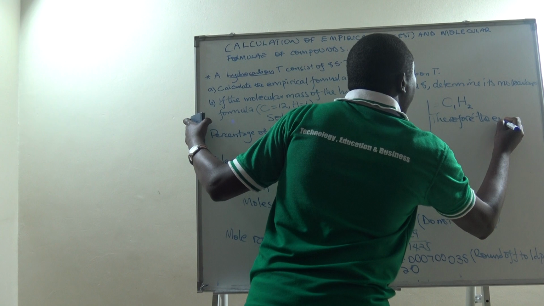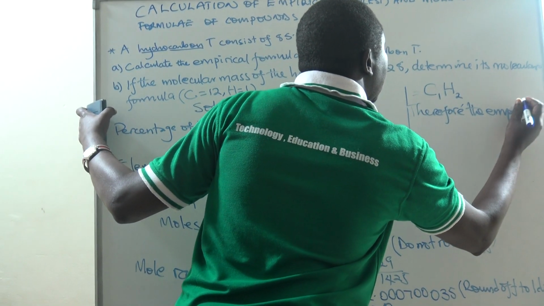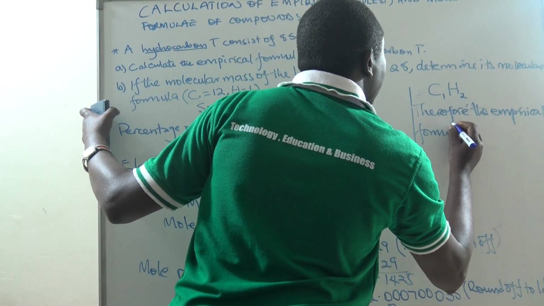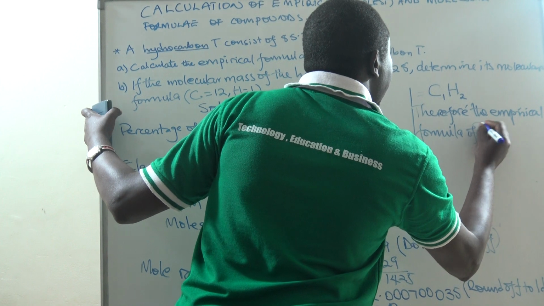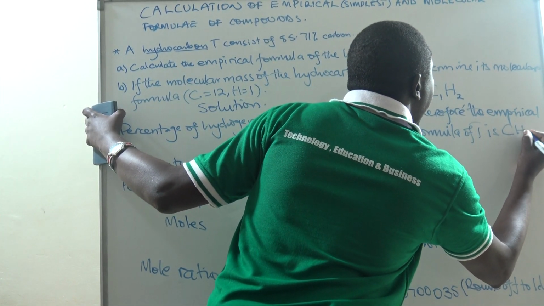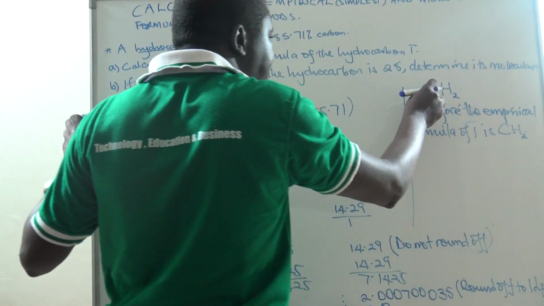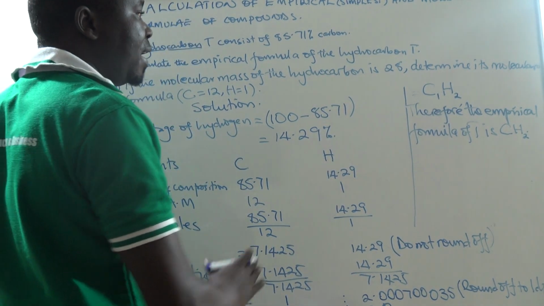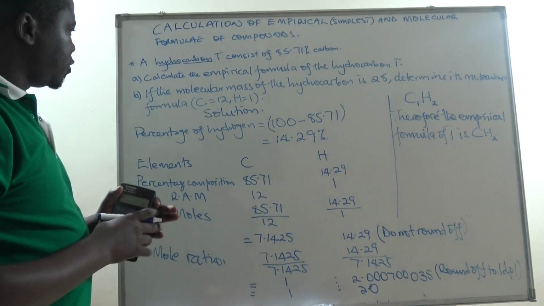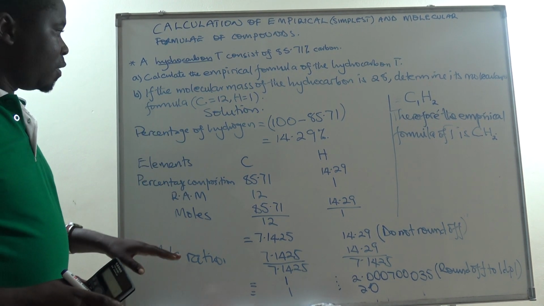then we can conclude that therefore the empirical formula of T is CH2. Even if we don't put this one here, it's already here. But we have put this one here for the purpose of showing that the mole ratio is 1 to 2. So this is the account of how to get what we call the empirical formula. Follow these steps here. So that is that.